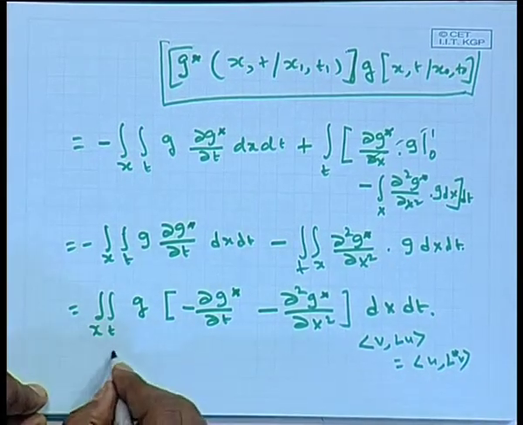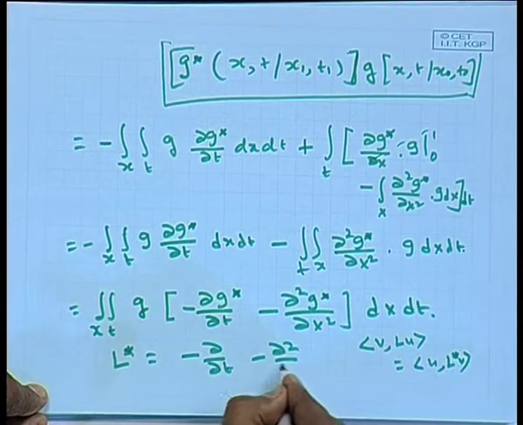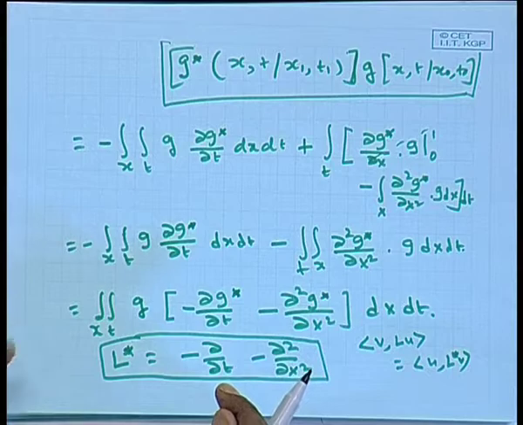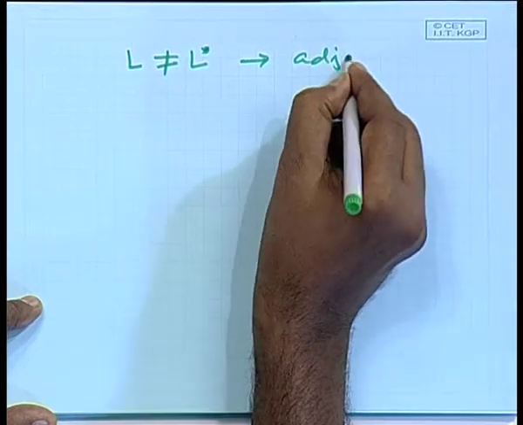Okay. So, what is L star? L star is minus del by del t minus del square by del x square. Therefore, you can conclude L is not equal to L star in this particular case. Your L was del by del t minus del square by del x square. Here it is minus del by del t minus del square by del x square. So, L is not equal to L star, so it is not a self adjoint operator. So, you have to find out the adjoint Green's function.